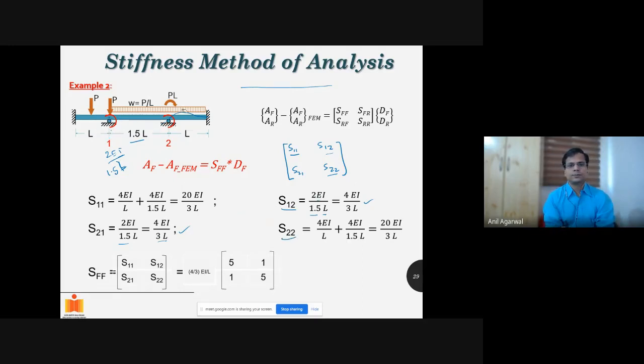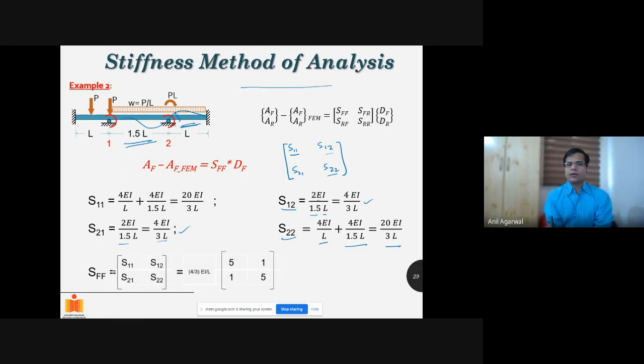S22, again very similar to what we had done in the case of S11. We are rotating this second degree of freedom. We are creating a unit deformation in the second degree of freedom. So that means we are pushing it up this way, we are pushing it down this way, right? So you will have the 4EI by L term coming out of this side of resistance and 4EI by 1.5L will be coming from this side of resistance. So that is again equal to 20EI by 3L.